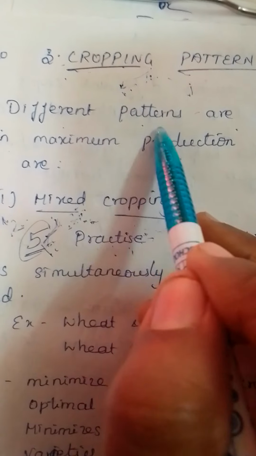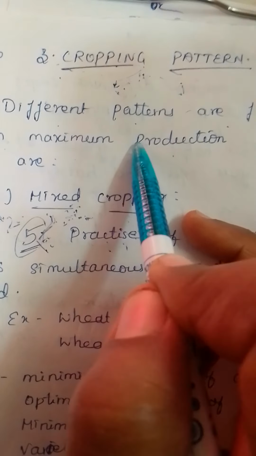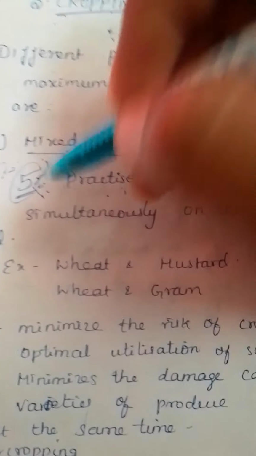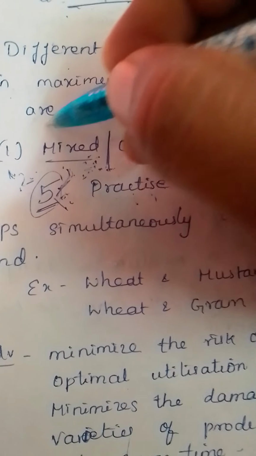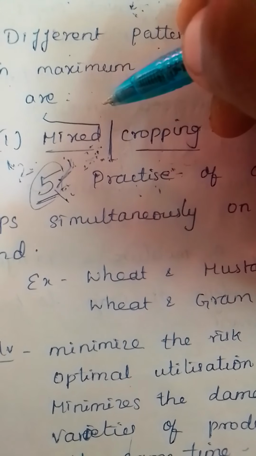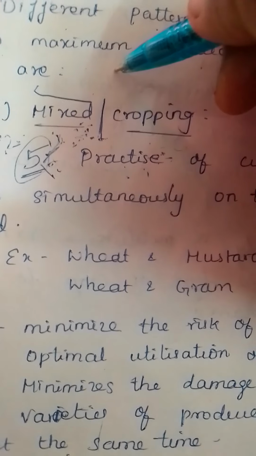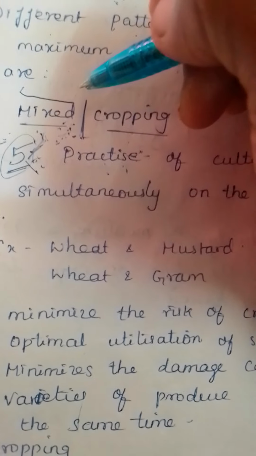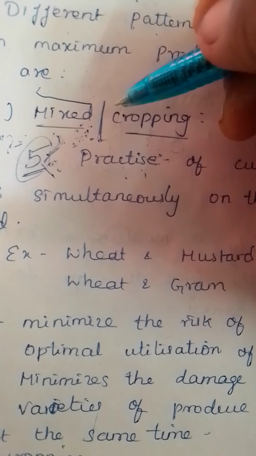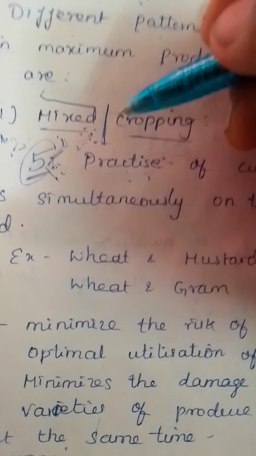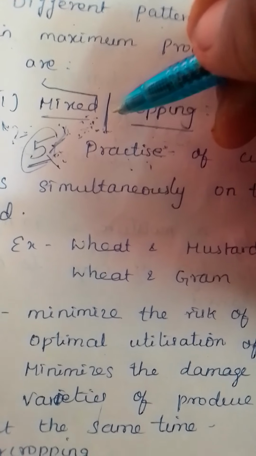So what are those different patterns that we are going to see under this chapter? One is mixed cropping, the other one is intercropping, the third one is, as you all came across in class 8, crop rotation. Now listen, what is mixed cropping? As the word itself indicates, mixed, two or more crops are planted or sown in the field, where each and every crop that we have selected will use different nutrients from the soil.